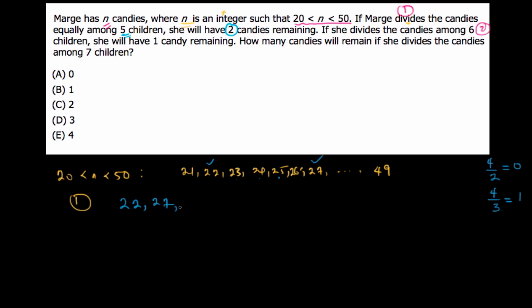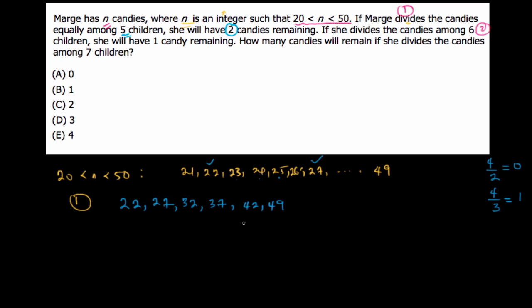So 27 plus 5 is going to give you 32, plus 5 you have 37, plus 5 you have 42, and then plus 5 you have 49. You can check them. 32 divided by 5, you're going to have a remainder of 2. 37 divided by 5, you have a remainder of 2. The same thing for this. 49 divided by 5, you also have a remainder of 2.